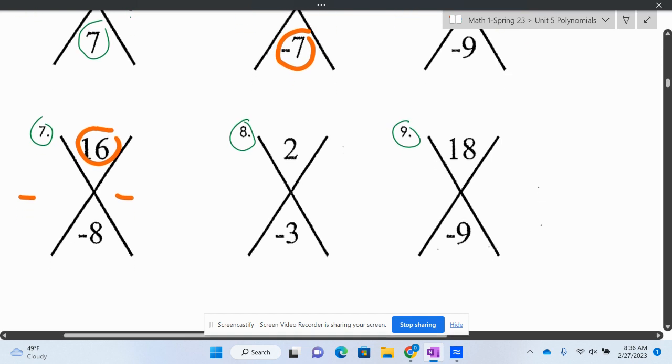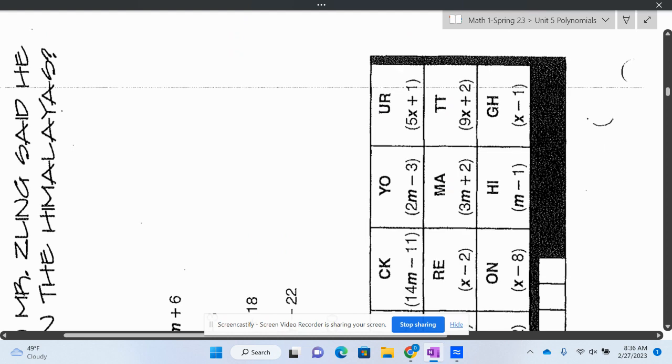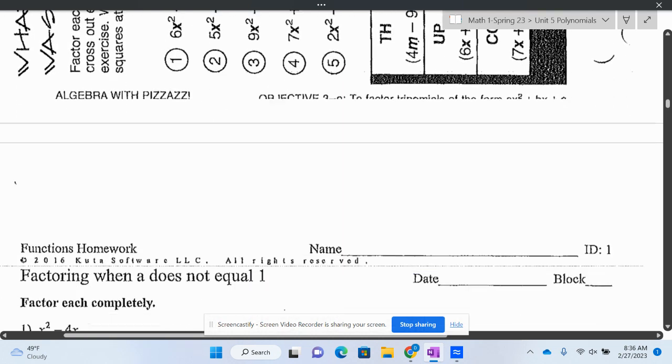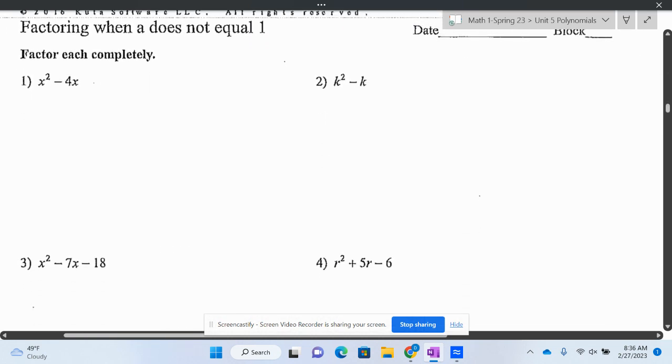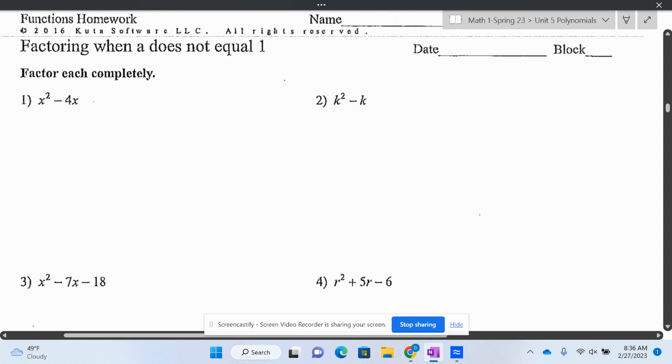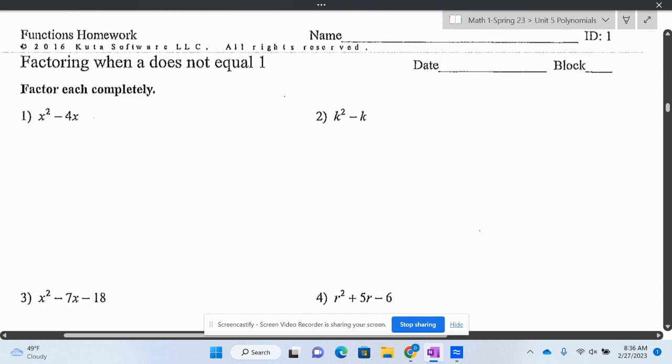Okay. All right, I'm going to go to homework. So we are going to do, I'm skipping this page. We're going to do all of the evens. So let's just start.